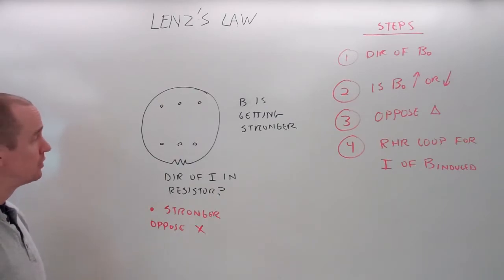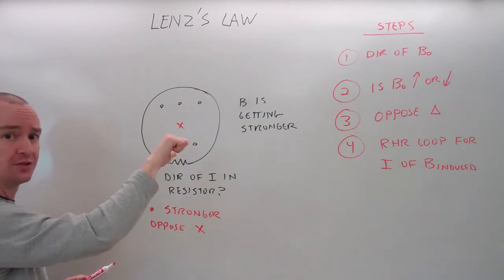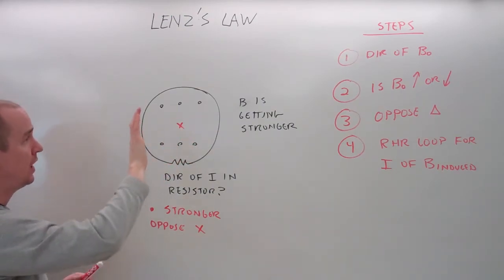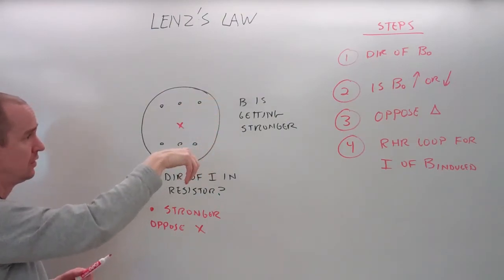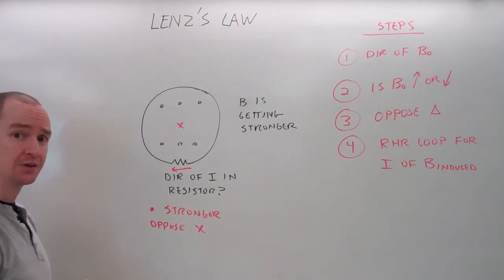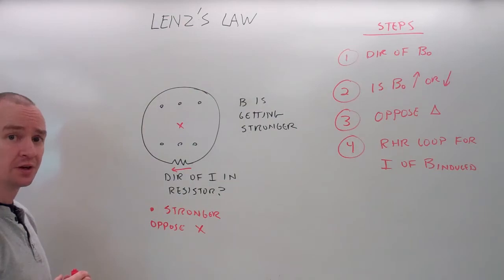Using the right-hand rule, I need to generate X's. Thumb points in the direction of the magnetic field in the center of my loop. I curl my fingers around. It appears that the current will be going that way in the resistor. Let's look at one final example.